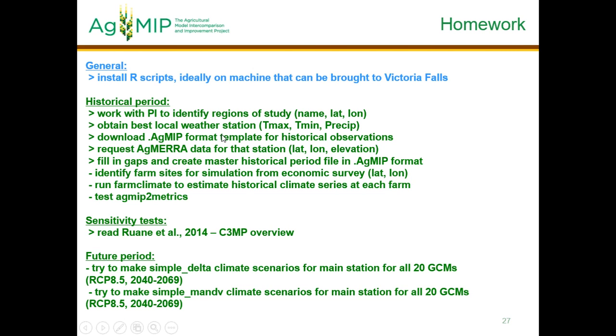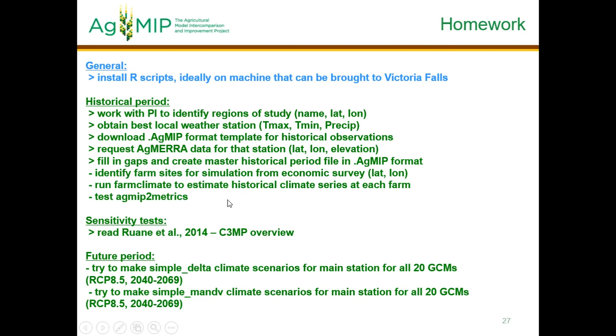In the historical period, I'd encourage the climate team leaders from each regional team to work with the PI to make sure that as soon as possible you identify the regions that we're going to study, and get an idea of the name of that region and its approximate location. Then get the best local weather station you can for that location, with an emphasis especially on maximum minimum temperatures and rainfall. Here I said precip for precipitation.